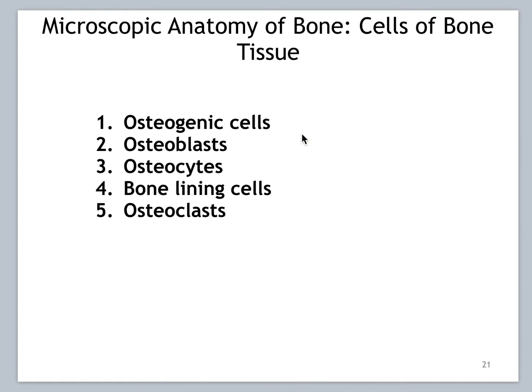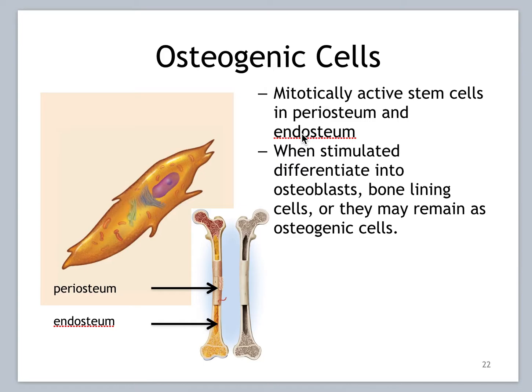Now, the bones have cells within them. Just like with any connective tissue, cells are part of the connective tissue. We'll look at the cells that are involved with bones. First one is osteogenic cells. Osteogenic. The name osteo means bone. Genic is genesis or creation, so bone-creating cells.